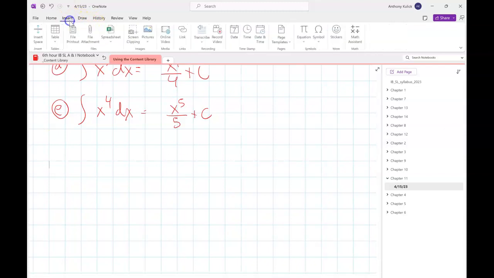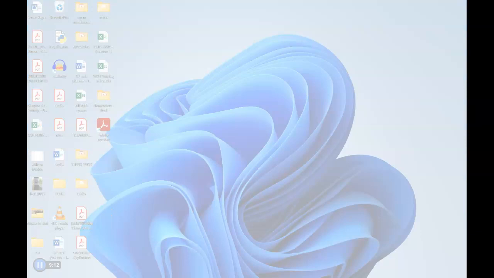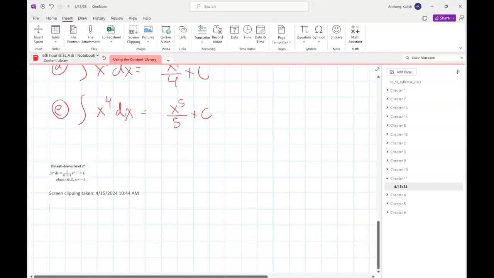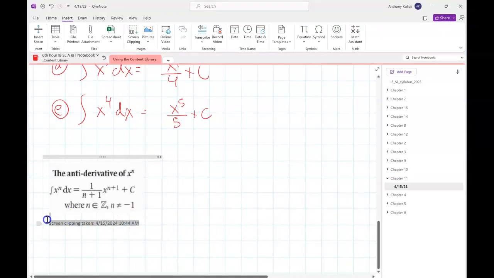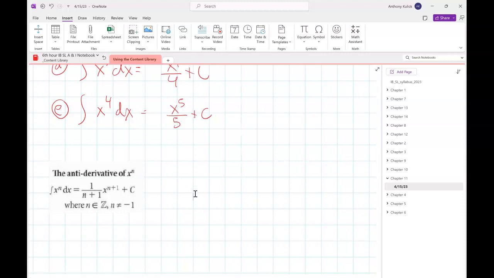So in general, the formula that we were just using there was this, right? The integral of x to the n dx gives 1 over n plus 1 times x to the n plus 1, plus c. And that works for integer values of n, where n is not -1. We have a whole separate antiderivative rule if you have x to the -1, that's not covered in this course and you would not be responsible for it.